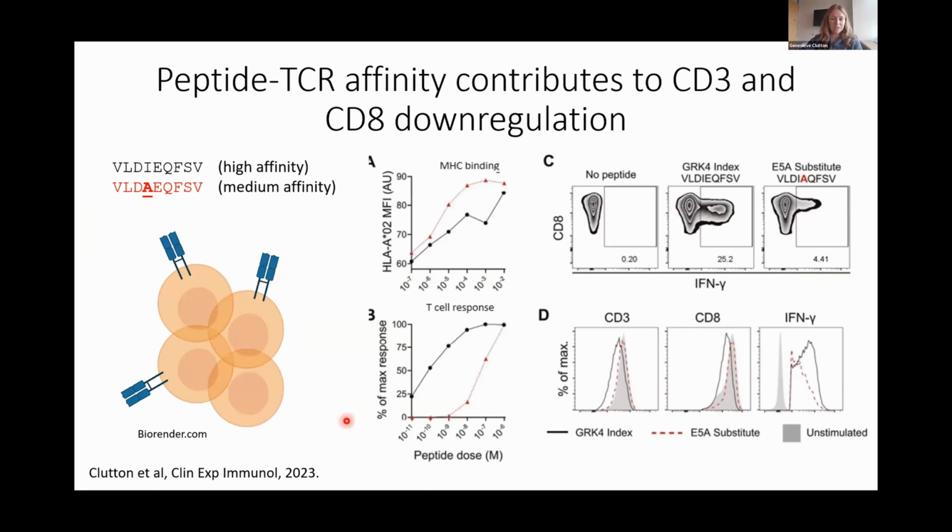Yet when we looked at the T cell response, the response to the substitute peptide was of lower magnitude and it was of lower avidity, showing that the difference was due to the interaction between the peptide and the TCR. We then confirmed, looking just at the responding cells, that's the interferon gamma positive cells, that cells responding to the higher affinity index epitope downregulated CD3 and CD8 to a greater extent than those responding to the lower affinity substitute.